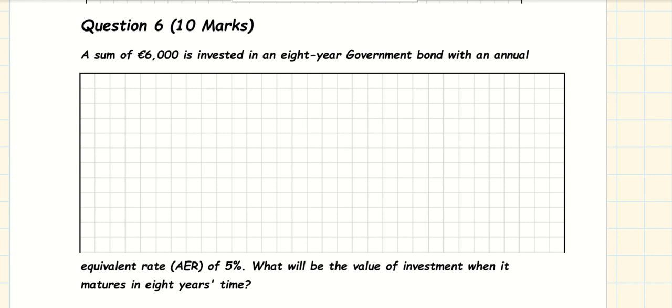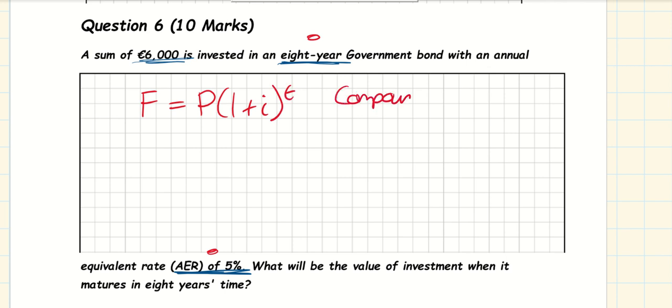Okay, question 6, you've got a sum of 6,000 invested for 8 years with an AER of 5%. Okay, so for this one, you need to recognize that it's 8 years and the interest doesn't change. So you're going to want the interest formula, F equals P(1 plus I) to the power of T. So that's the compound interest formula. Okay, so F is your final amount. So that's what we want, 8 years' time.